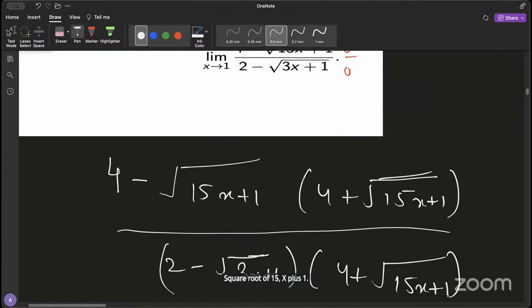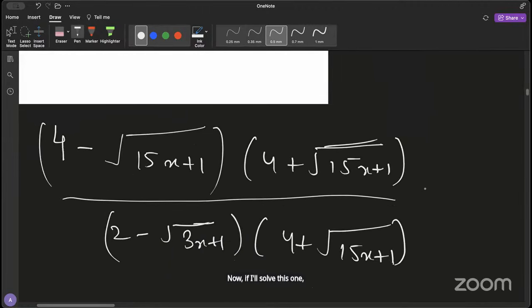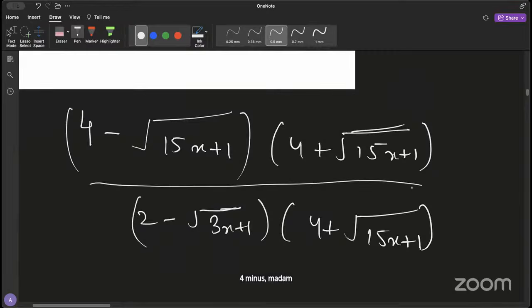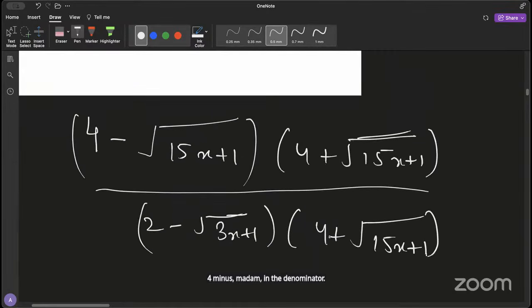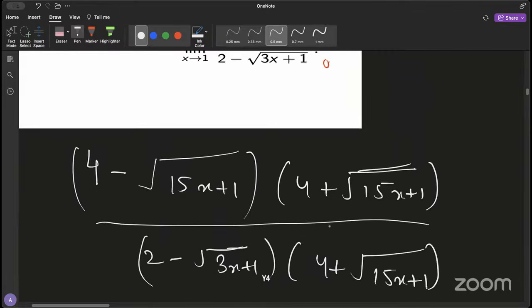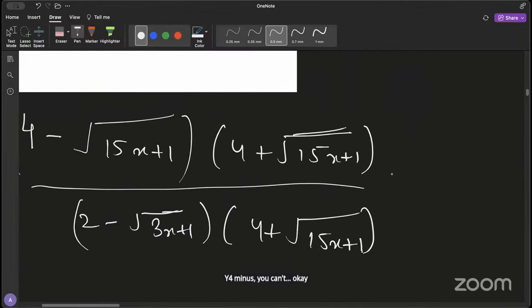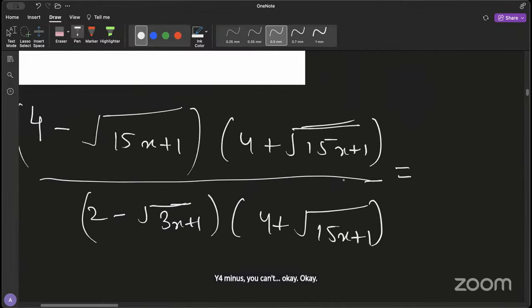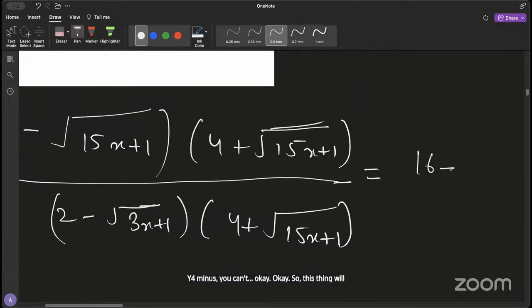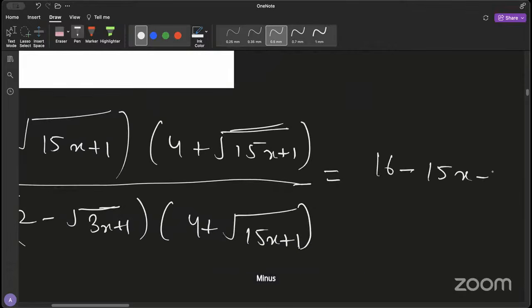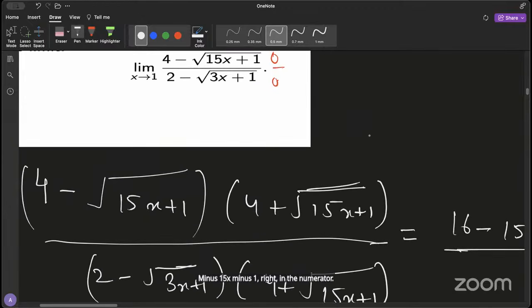Madam, in the denominator, why 4 minus? No, it's 4 plus. Okay, 4 plus, yes, same. So this thing will give you 16 minus 15x minus 1 in the numerator, using the same formula: a minus b times a plus b is equal to a square minus b square.